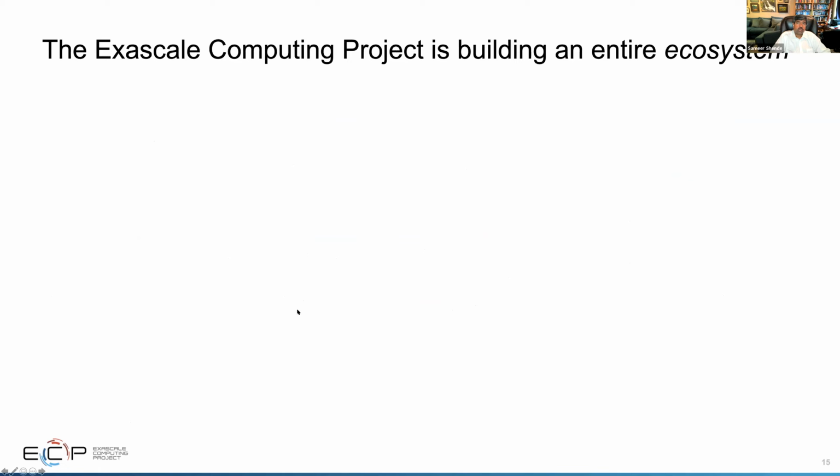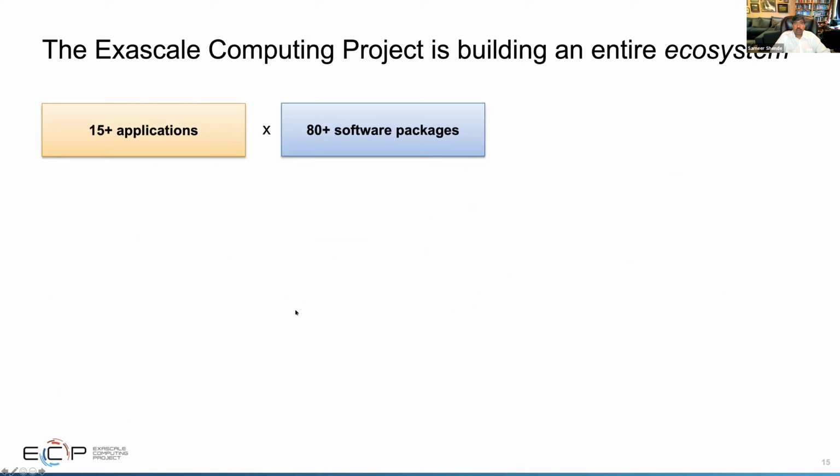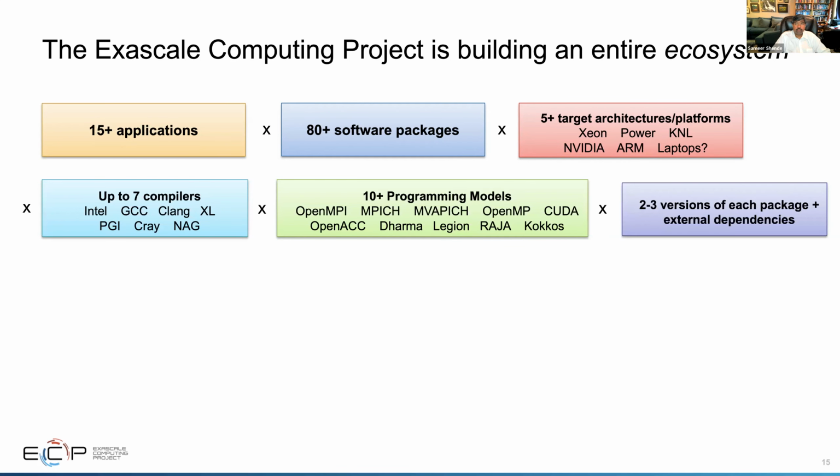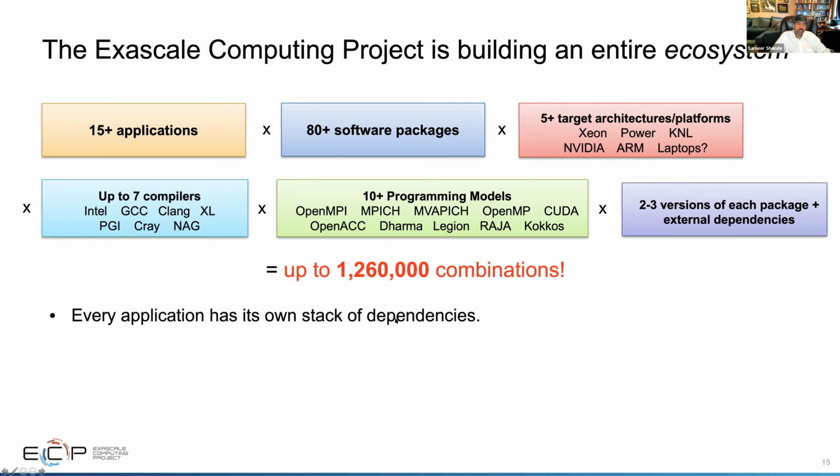So we are building an entire ecosystem of applications. There are over 15 applications in ECP, and then we have over 80 software packages. And with each package, we have multiple target architectures and platforms, and different compilers, and programming models, and versions of each package with their external dependencies. So you can see that clearly this becomes very challenging, and we have, say, over 1.2 million combinations. And every application has its own stack of dependencies.